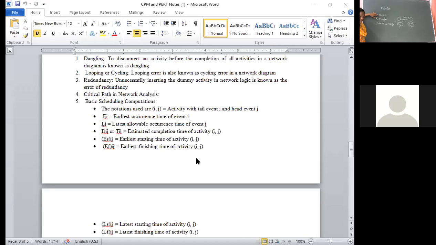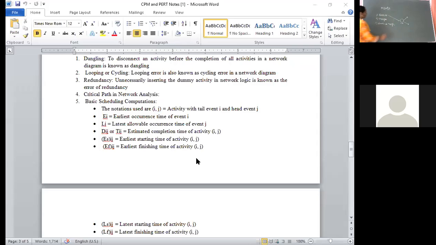What is a burst event? First definition: when more than one activity starts from an event. Event is always represented by a circle, and activity is always represented by arrows. That means two activities simultaneously start from this event. This is called a burst event. When more than one activity starts from an event, it is called a burst event. This is the example of the first one, burst.